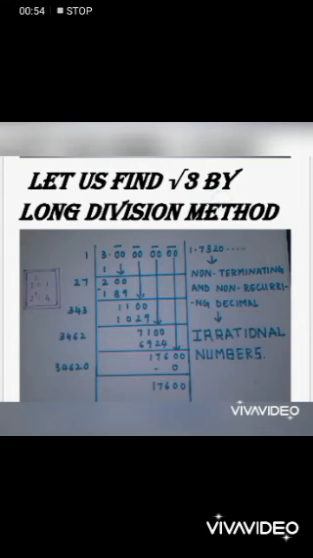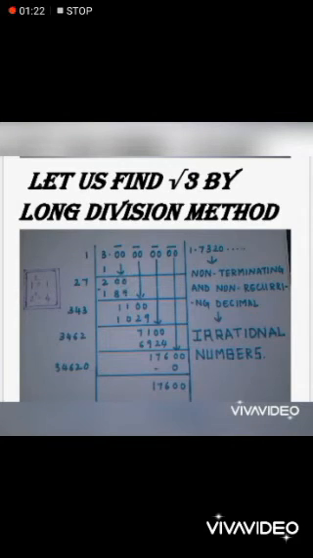Place a decimal point after 3. After the decimal point, write zeros and pair them, putting a bar over them. Now, find the largest square smaller than 3. So, 1 square is equal to 1. 1 ones are 1. Subtract 3 minus 1, you will be getting 2. Now, keep a decimal point and bring a pair of zeros down.